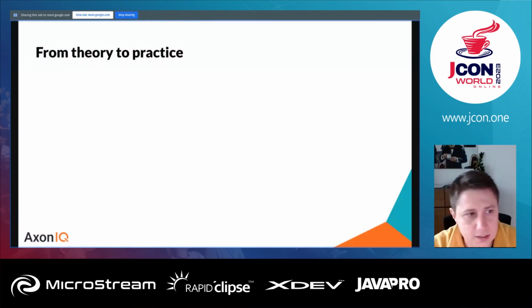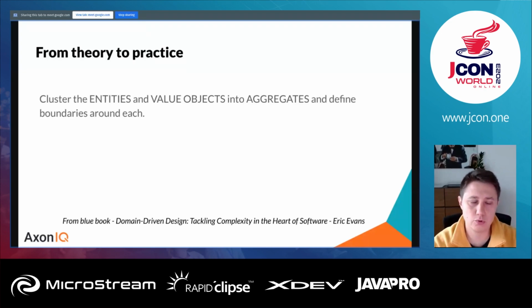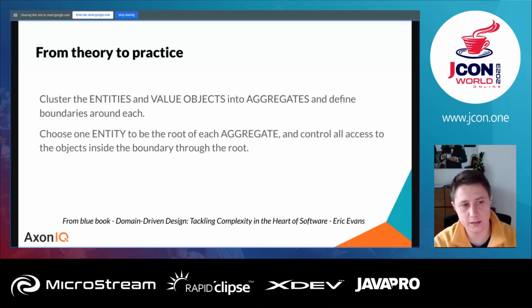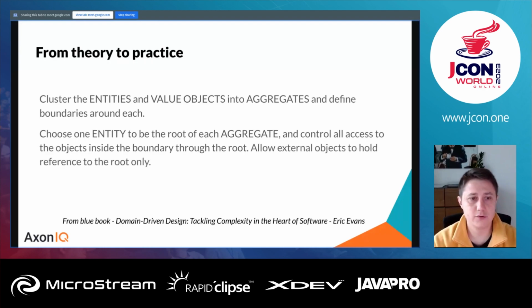So once again, we are going to consult the Blue Book to help us bridge the gap from theory to practice. Let's see what the Blue Book says. It says that we should cluster entities and value objects into aggregates and define boundaries around each. We should choose one entity to be the root of each aggregate and control all access to the objects inside the boundary through the root. And we should allow external objects to hold references to the root only.